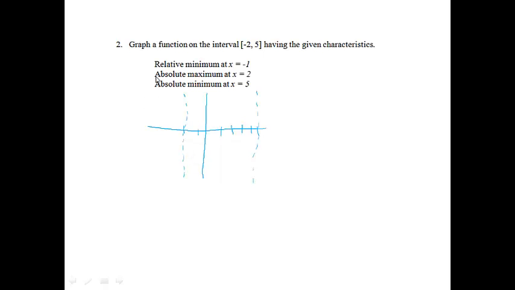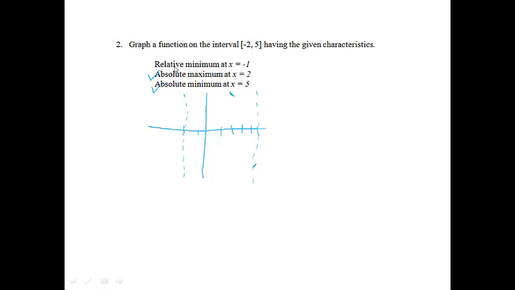Okay, I like to deal with the absolutes first. Absolute maximum is at x equals 2. So when x equals 2, my graph is going to be the highest that it possibly can be. And I can really make that wherever I want, as long as my graph never goes higher than that. Okay, absolute minimum has to be at x equals 5. So I'm just going to go down here somewhere. So I just know my graph can never go any lower than that.